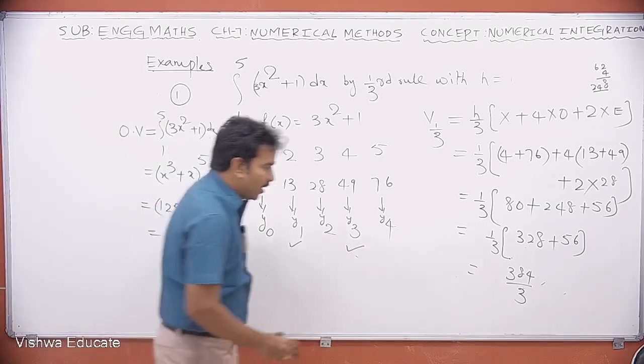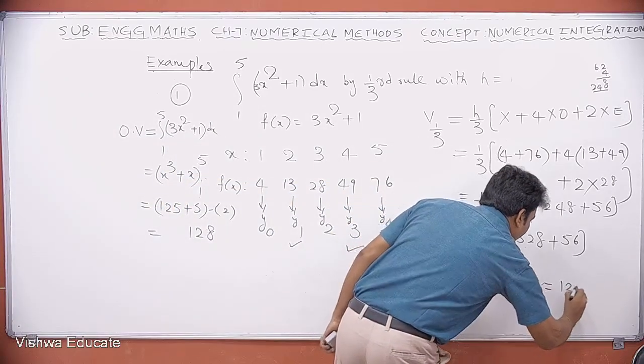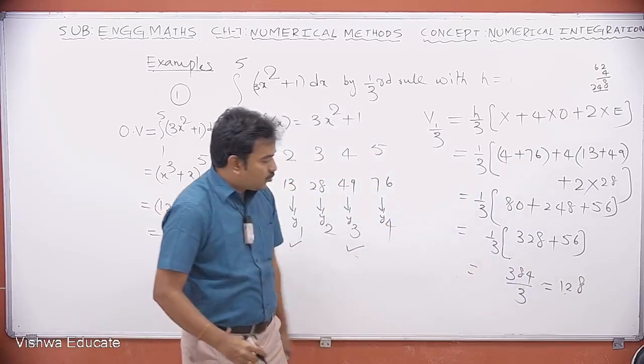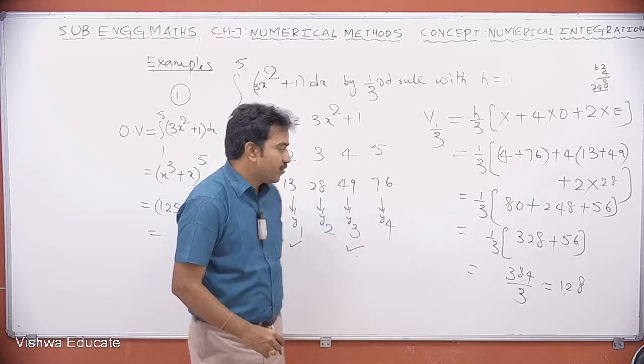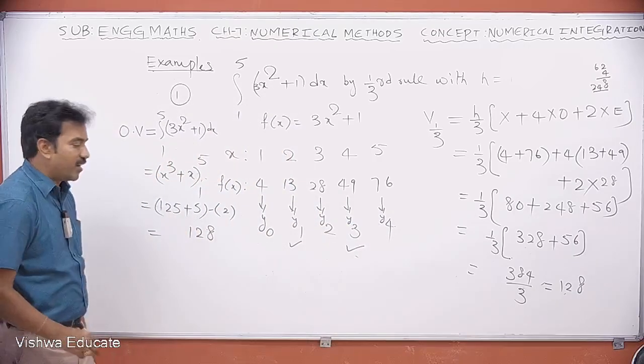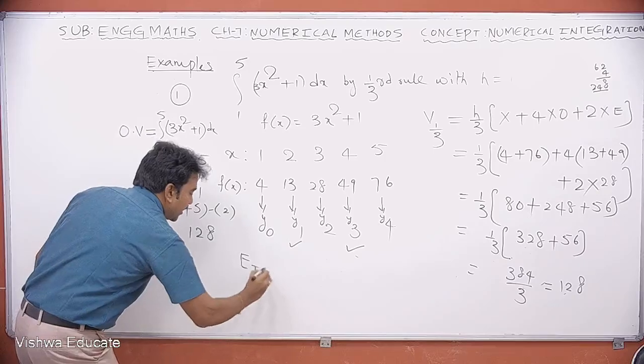So I think this is 128. 3 into 128 is 384, divided by 3 gives 128, and this is 128. Therefore, the value of the error E_T is 0.